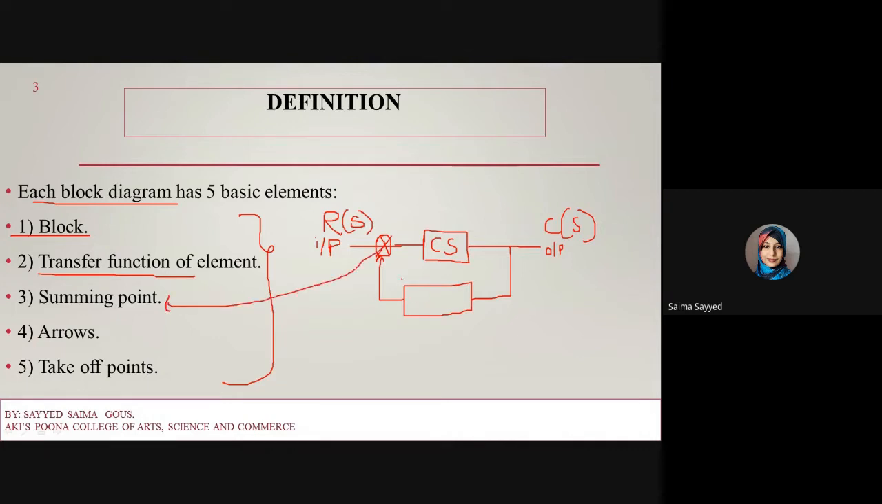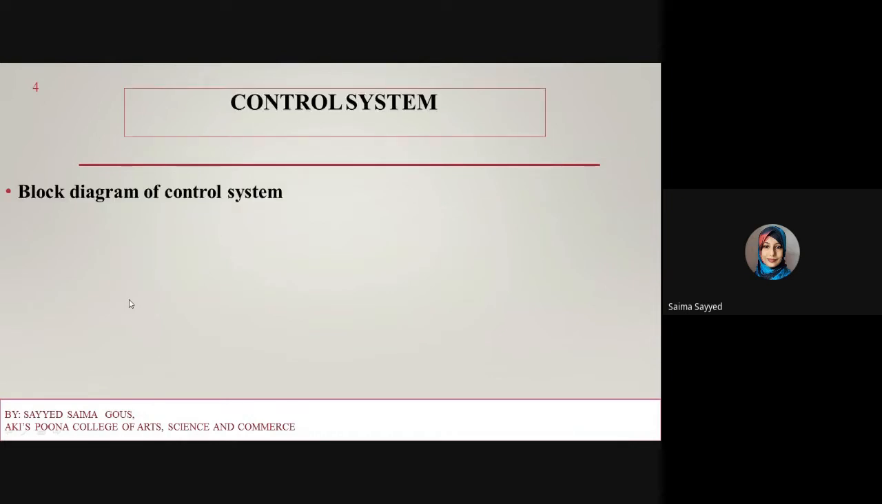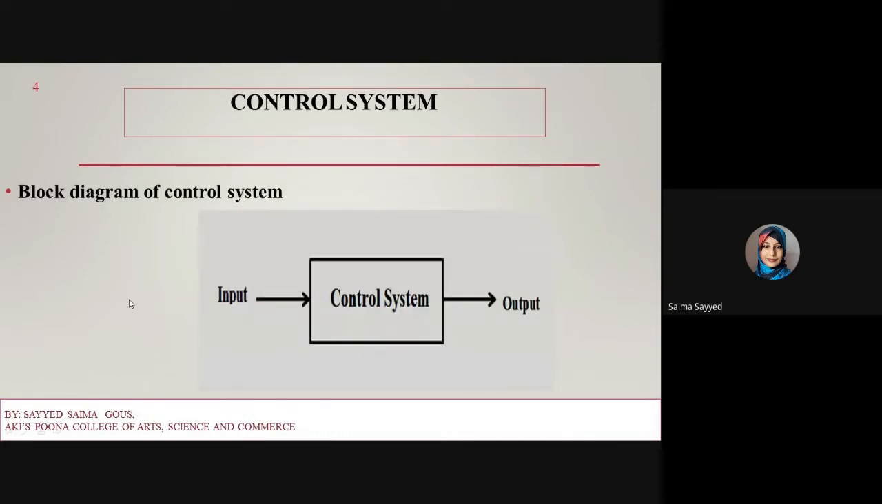And arrows, so this is arrows which is showing the flow of signal. And takeoff point, so this output is taken back to the input, so this point is called takeoff point. Now, block diagram of control system. This is my control system which is having one input and output.